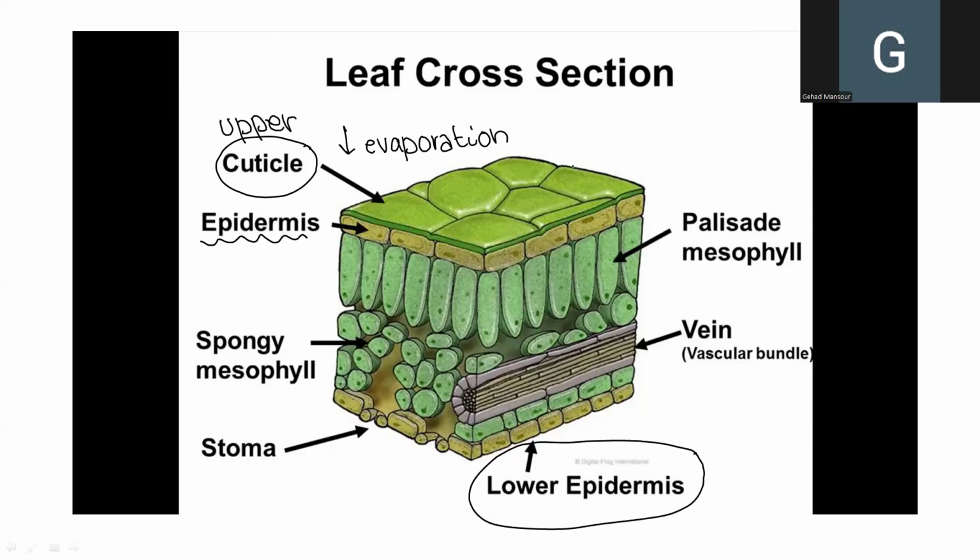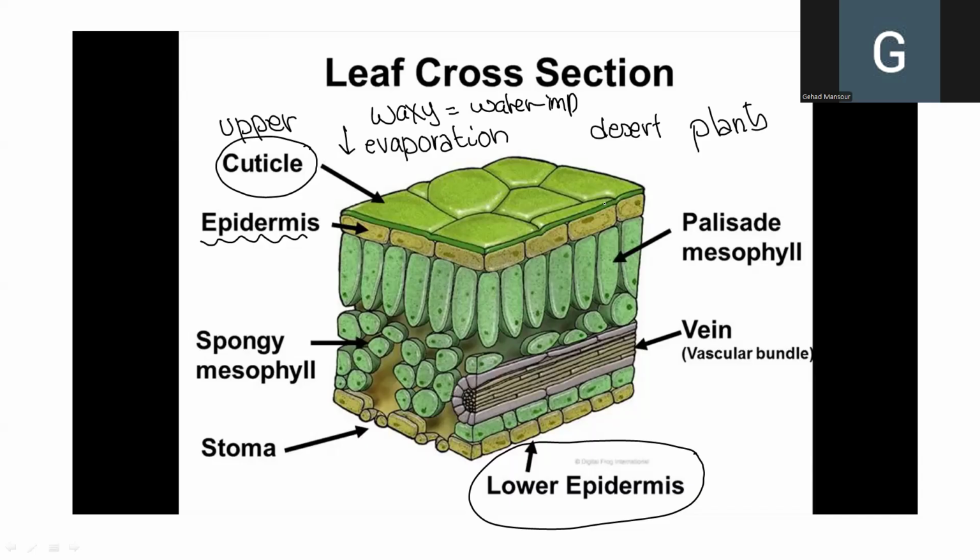Of course, that cuticle is well developed in desert plants because the weather is very dry and the diffusion gradient for water vapor is very high. So in order to prevent dehydration of the plant, we have this waxy cuticle, and since it is waxy, it is water impermeable and it protects against evaporation from the underlying tissues.